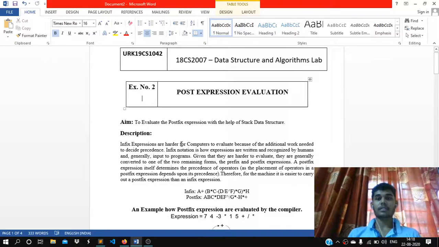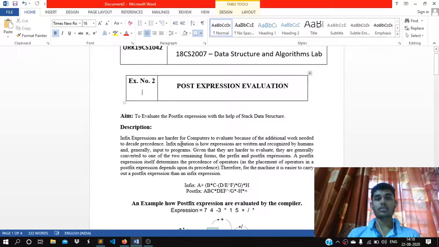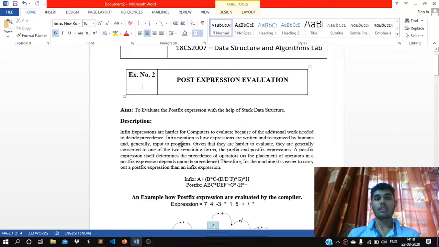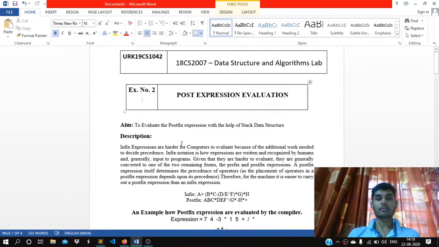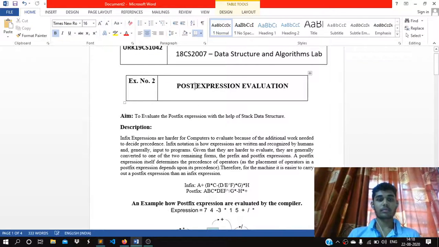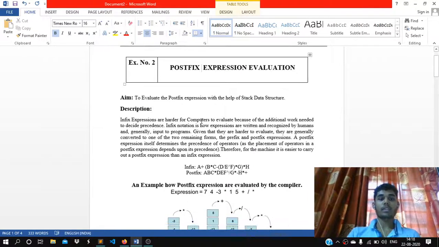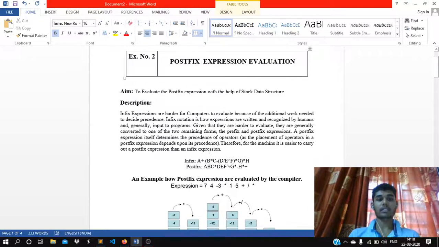So this is our CS1042 course. This is our experiment 2, that is, we have to do postfix expression evaluation. Okay. So what is our aim? Our aim is to evaluate the postfix expression with the help of stack data structures.